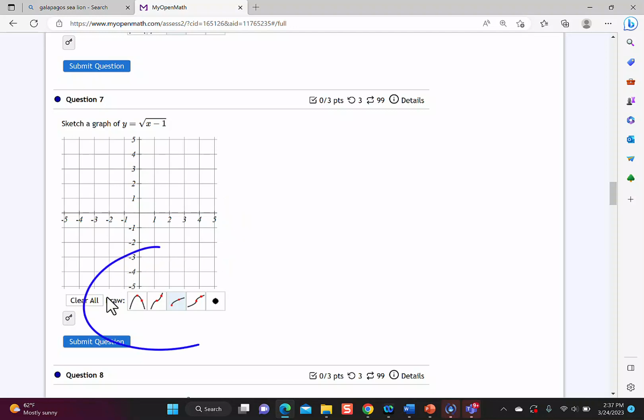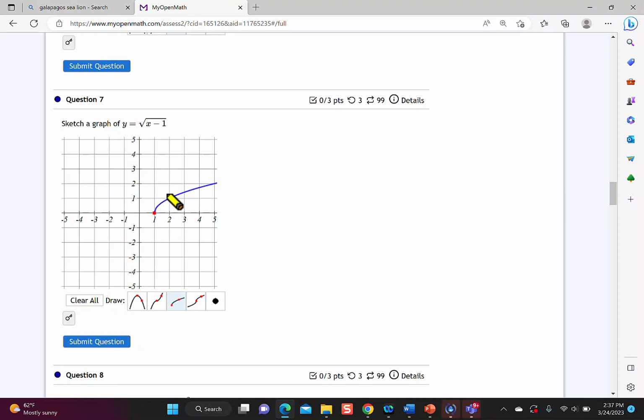So the first thing you should notice is that you're always going to get this toolbar that's going to give you choices for the shape of the graph. So it's important that you know what shape goes with what function. This square root looks like this one right here. So what we need to do is click where the graph starts. So x minus 1 says this is going to start at 1, 0.